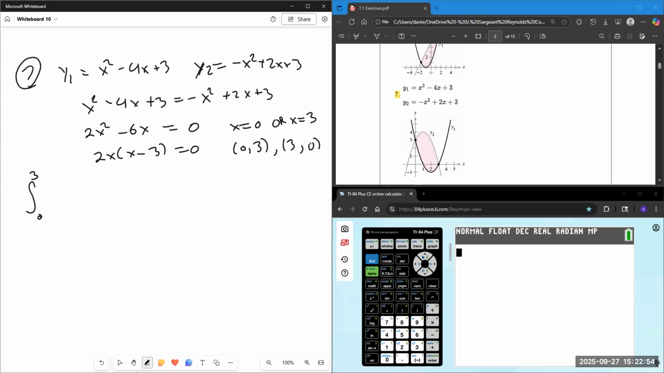Let's use 1 as a number in between here. 1 minus 4, that's -3 plus 3, that's 0 for this one. -1 plus 2, that's 1. Plus 3 is 4, so y2 is bigger, -x² plus 2x plus 3. I can also see that the parabola that opens down is bigger than the parabola that opens up here.